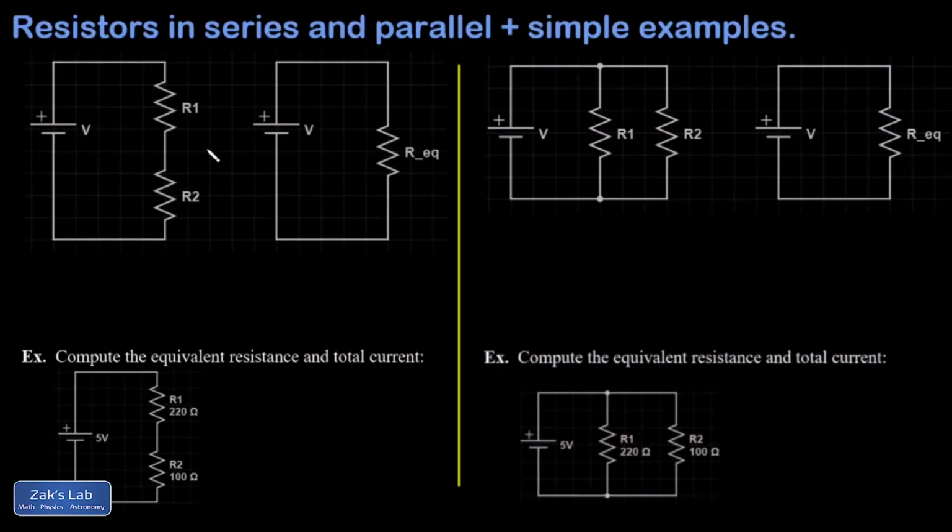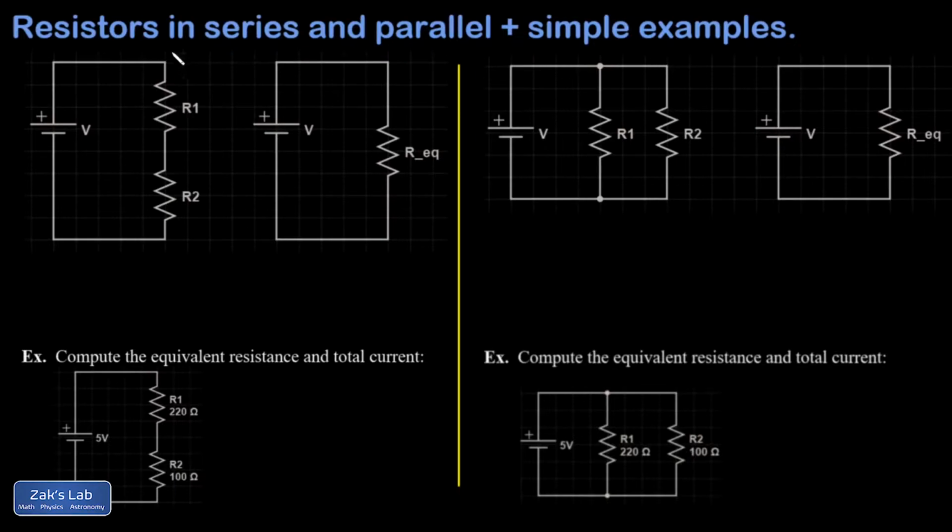In this video, we quickly derive the formulas for equivalent resistance for series and parallel combinations. We make a quick note on the comparison between the equivalent resistance and each of the individual resistors in the combination, and then we finish each type with a simple example.